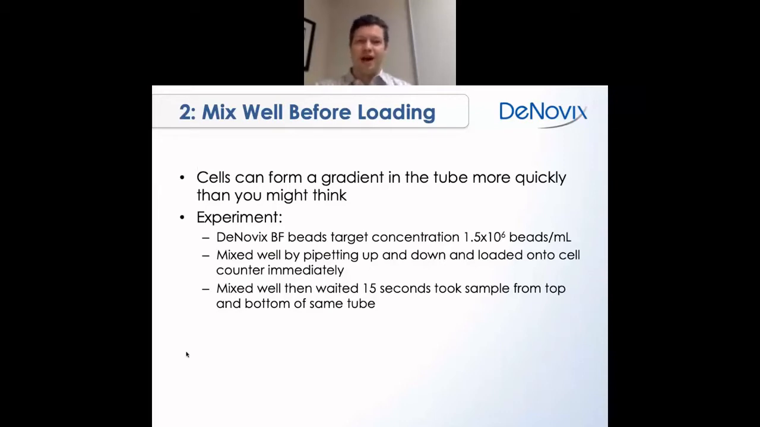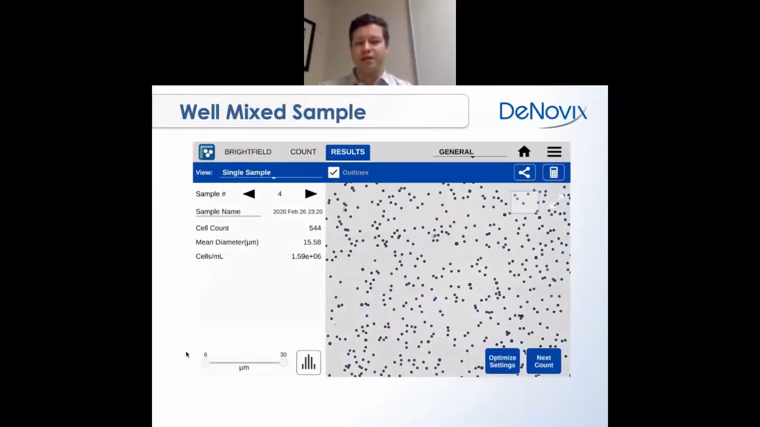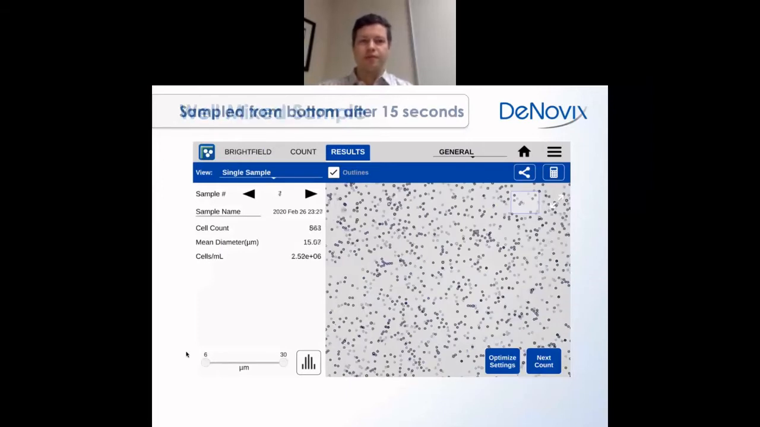And at least I previously would have thought that was fine, to just go ahead and load my cells. But what I found was, when you look at the well-mixed sample, you get about 1.5 million cells per mL, about at target concentration. When you have that same sample that's been mixed, and then you wait about 15 seconds, and then take something from near the bottom of the tube, since different people load from different areas of the tube, you go up to about 2.5 million cells per mL, just from a 15-second wait.